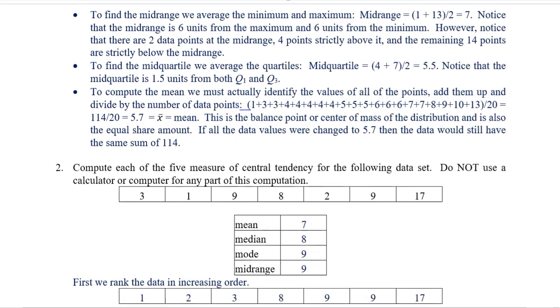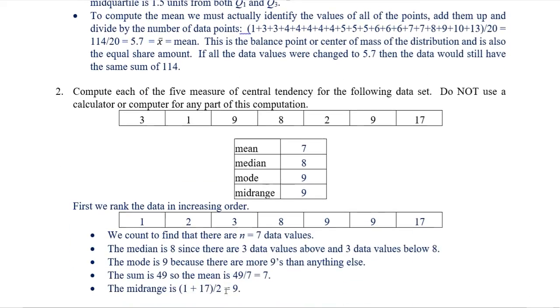Okay, the first thing we want to do is put the data in increasing order. So that's 1, 2, 3, 8, 9, 9, 17. Here it is in increasing order. We see that there are 7 data values, so that's an odd number. You do 7 plus 1 is 8, divided by 2 is 4. That tells you the 4th one from the bottom and the 4th one from the top will be the same data value. It is 8. There are 3 values above 8 and 3 below 8, so 8 is the median.